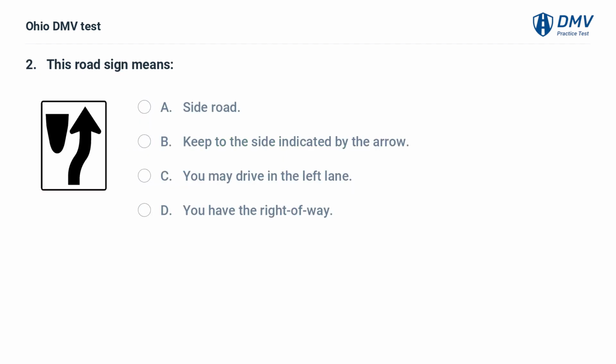This road sign means A. Side road. B. Keep to the side indicated by the arrow. C. You may drive in the left lane. D. You have the right of way.